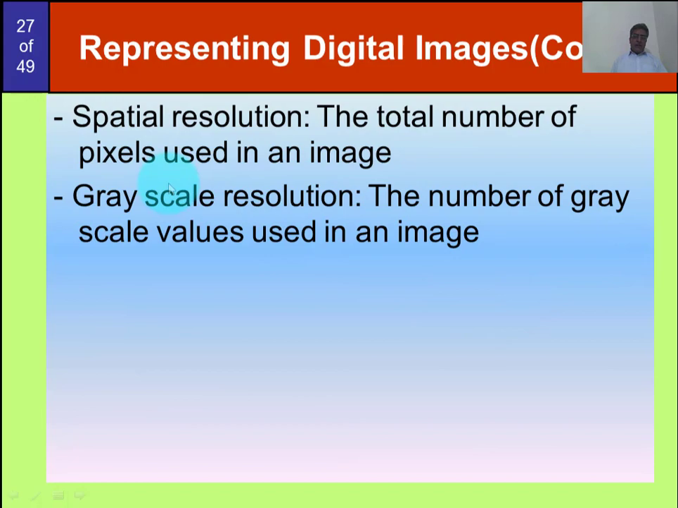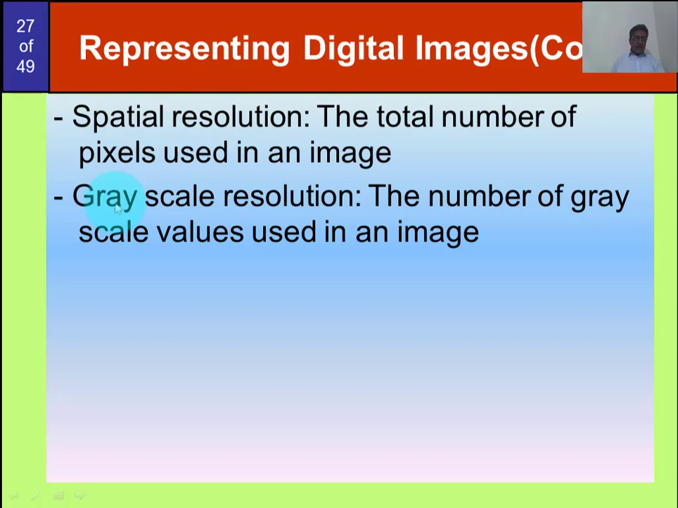Here you may see the concept of resolution. The concept of resolution is twofold. Spatial resolution is the total number of pixels used in an image, that is, how many rows and how many columns. When we multiply the rows by the columns, we get the total number of pixels in an image. This is called spatial resolution.